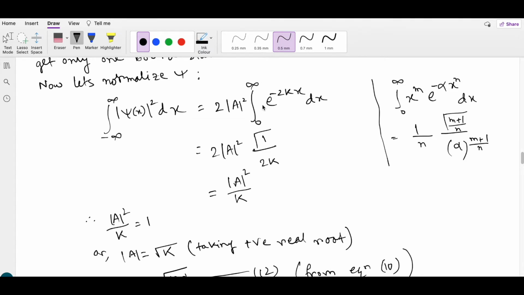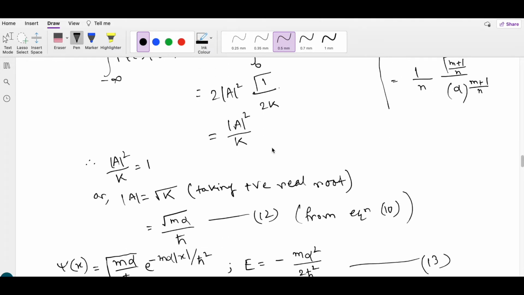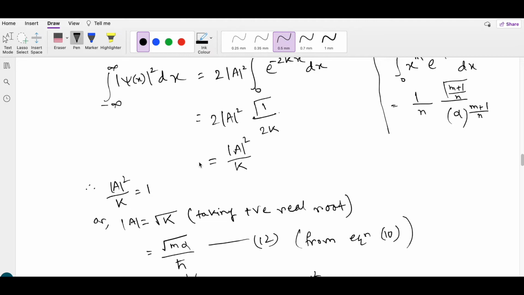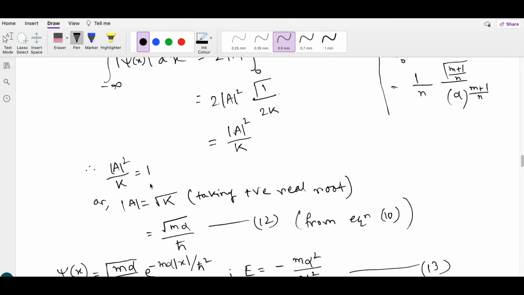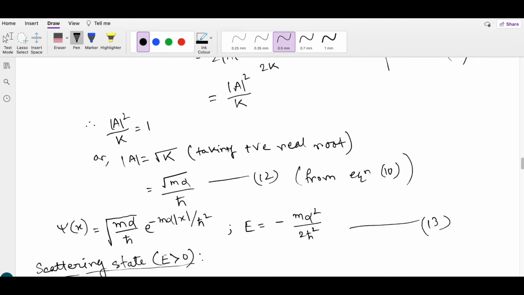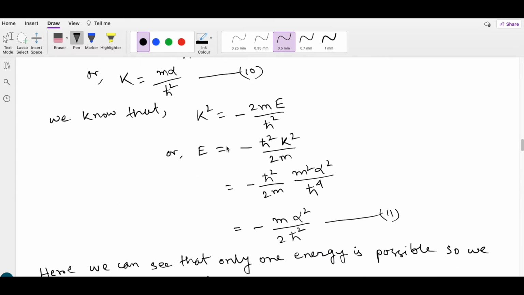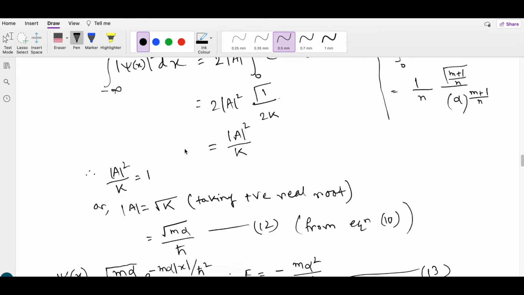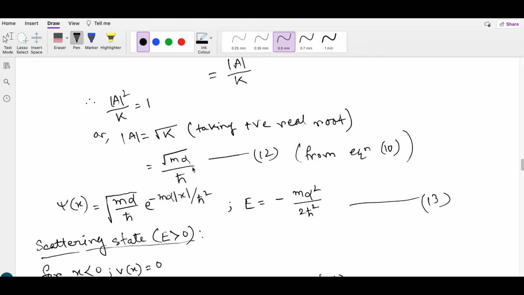So here m is 0, and according to the formula, n is 1. If you put those values accordingly, you will get gamma of 1 divided by 2k. And we know that if we have to normalize this, it has to be equal to 1. So A is root k. We are just taking the positive real root, and we know that the value of k is mα/ħ², so we get A equals root of mα/ħ.